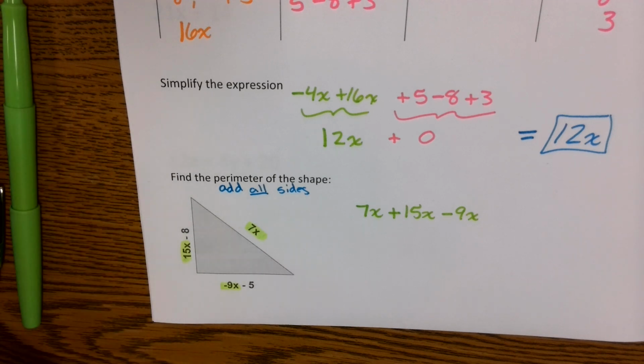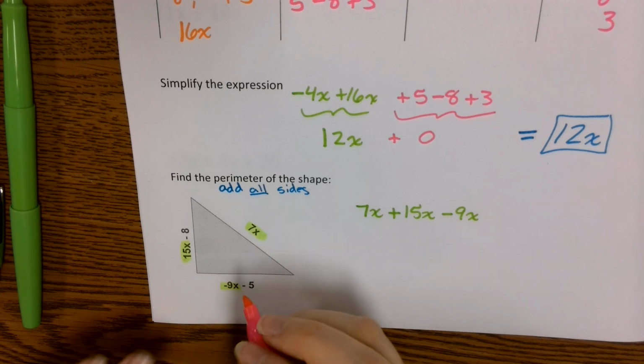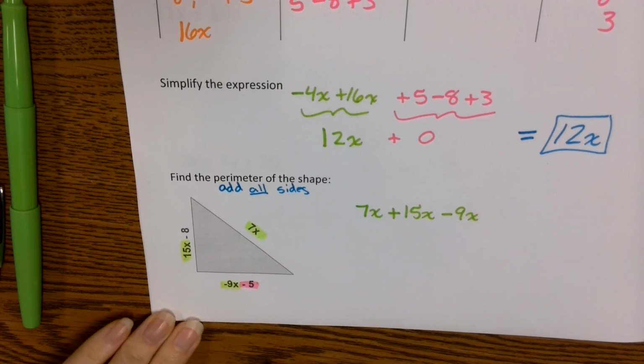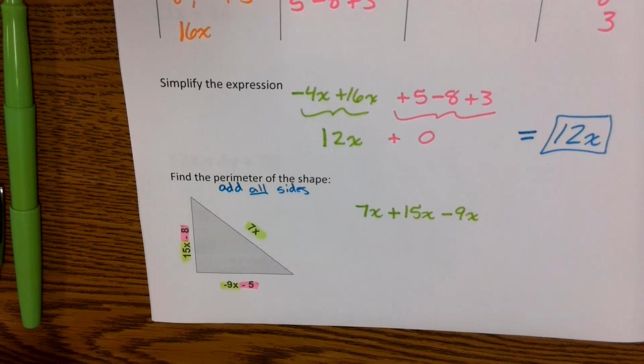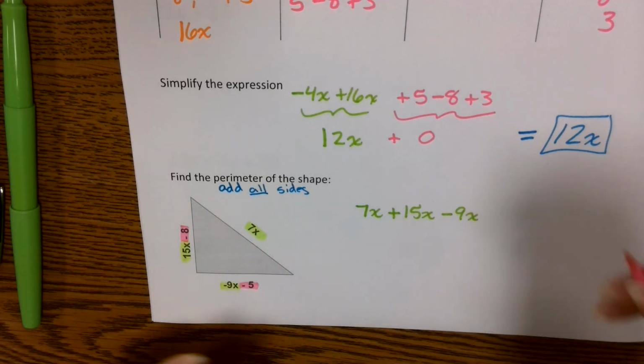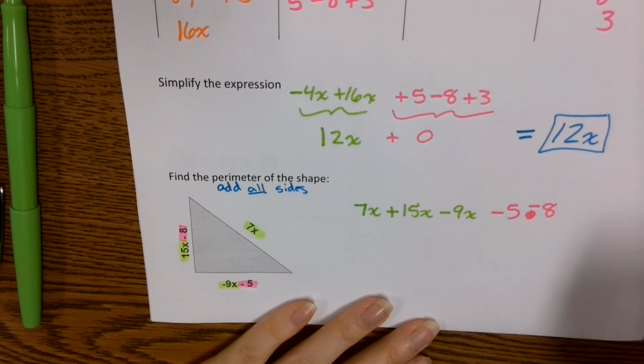Okay, then I've got my constants. I don't have any constant here. I do have this negative 5, right? If it says minus 5, that acts like a negative 5. I also have this negative 8 that can get combined together. So I can write that negative 5 plus negative 8, or you can just write minus 8. Negative 5 minus the 8.